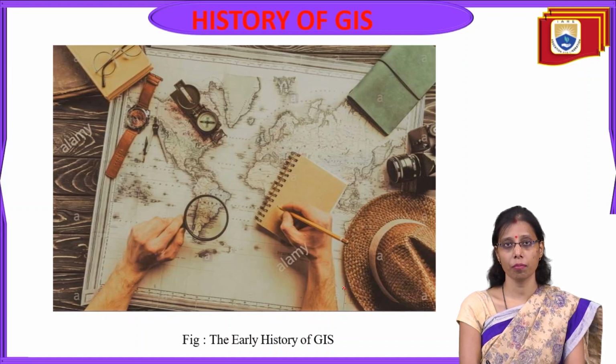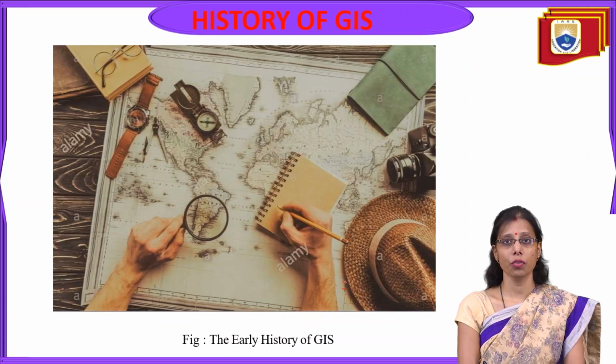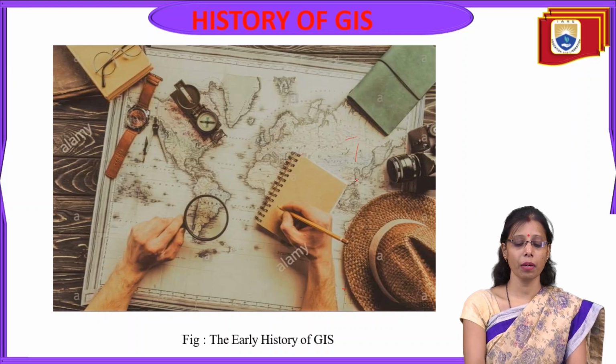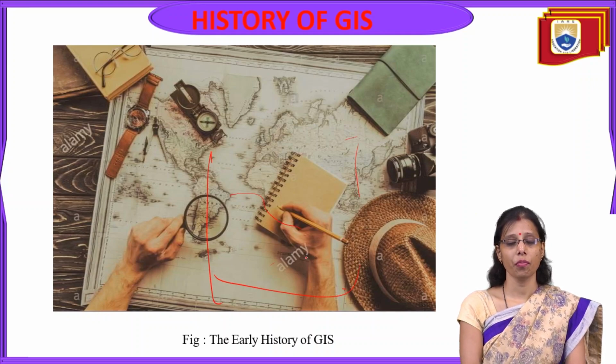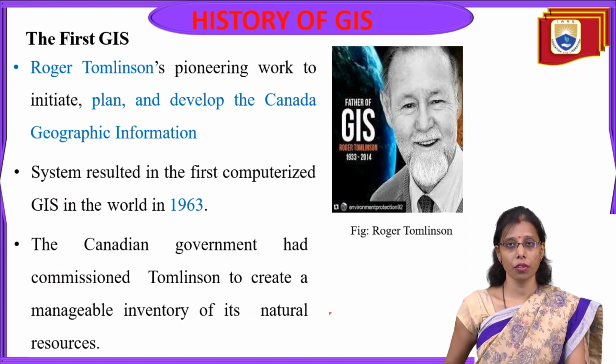There was no provision of digital GIS, and there was no provision of a GPS system. So they used to just take these kinds of maps, and they used to travel in a direction by seeing the map. So this is the history of GIS. In early days, this was happening.